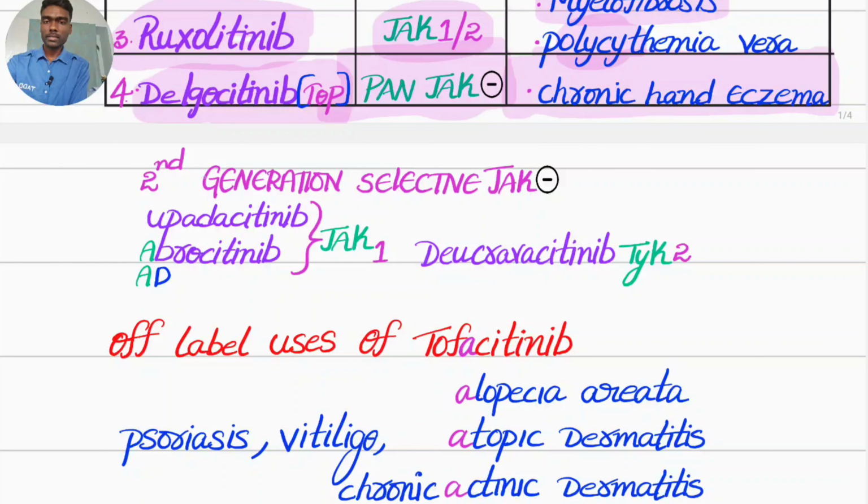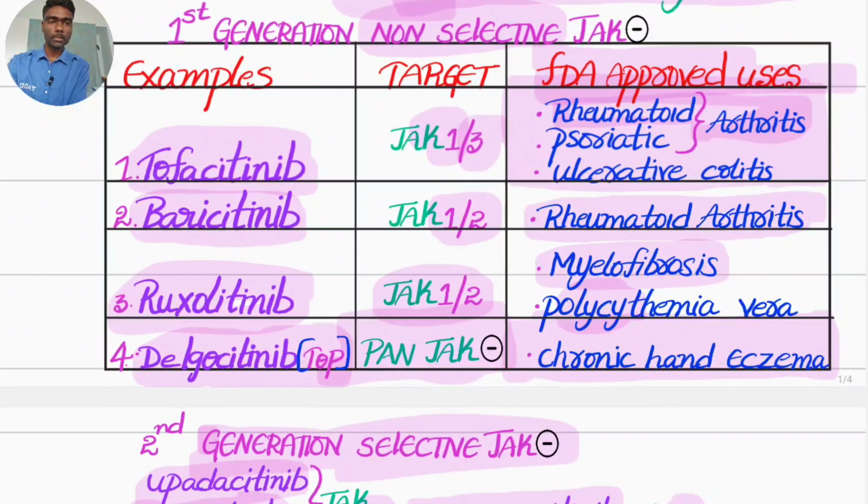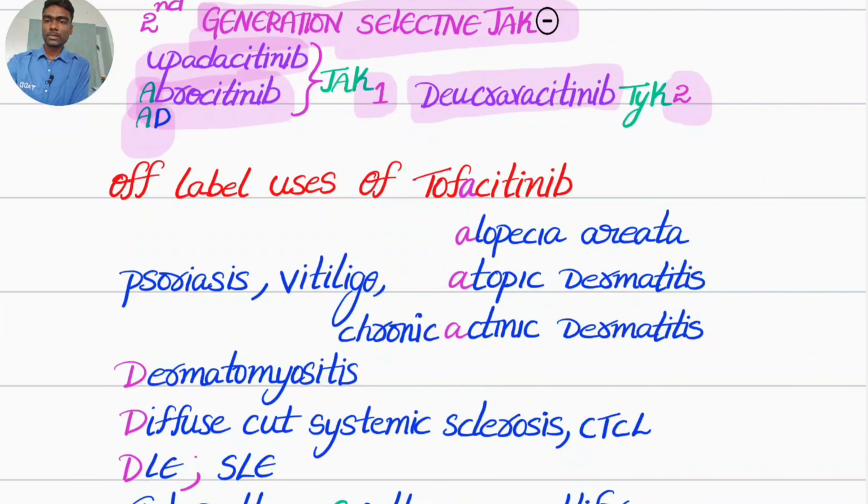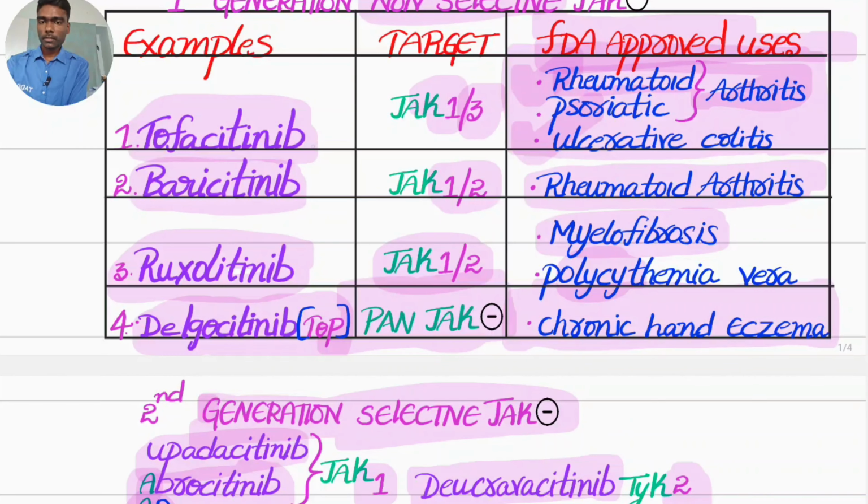Now second generation, these are selective JAK inhibitors which will target only selectively one JAK family member. Here see it is targeting JAK1. Here it is targeting tyrosine kinase 2. Deucravacitinib, upadacitinib, abrocitinib. Abrocitinib approved for atopic dermatitis. Upadacitinib approved for atopic dermatitis, rheumatoid arthritis, ulcerative colitis. No need to go into details. Our topic proper will enter into details of Tofacitinib.